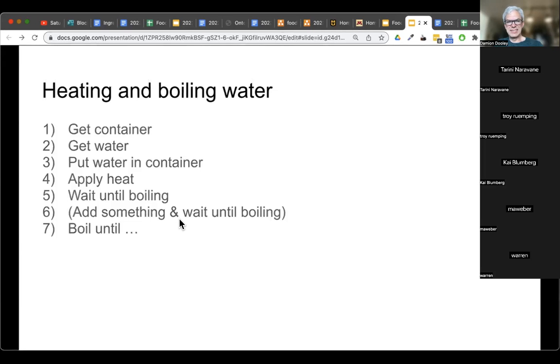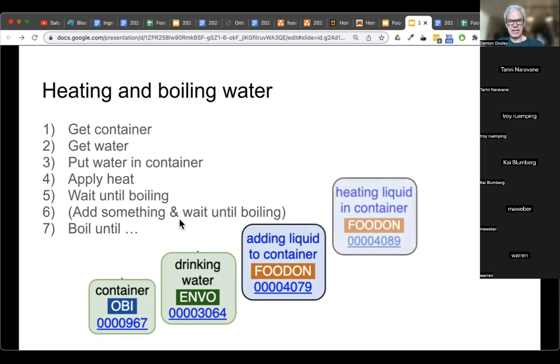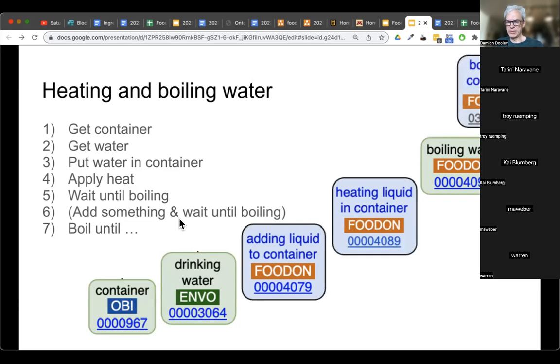So this is just a little example of heating and boiling water in this new paradigm of breaking a process down, and let's see how we can describe this simple task. So we get the container, we get some water, we put the water in the container, and we apply some heat, and we wait until it's boiling, and then we might add stuff, and then keep on boiling to get back to the boiling point.